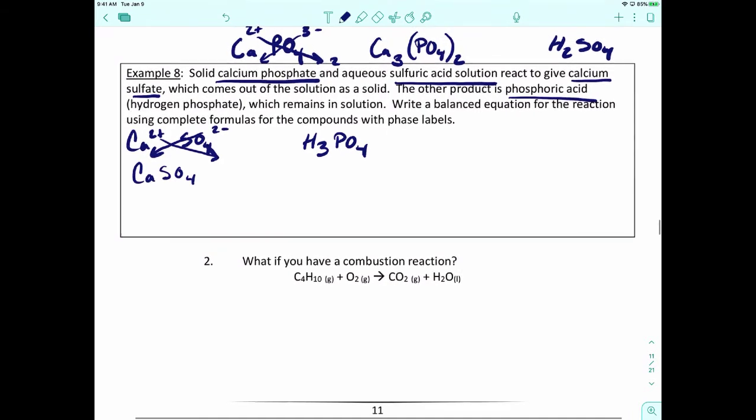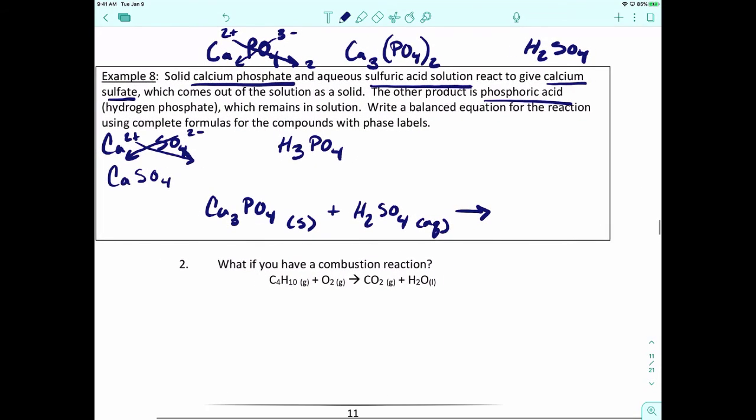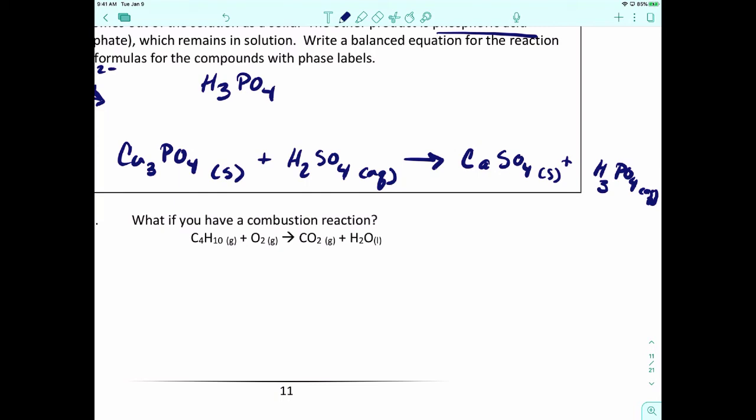All right, so let's write what we've got. So we've got Ca3(PO4)2, and it said solid, so I'm going to write this as (s), plus sulfuric acid solution, so H2SO4, and that's going to be aqueous because it's in solution, yields calcium sulfate, which is going to be CaSO4, and that's going to be a solid. And then the other product is phosphoric acid, H3PO4, and that's going to be aqueous. So we're really close to having a final equation where we just have to balance it now.